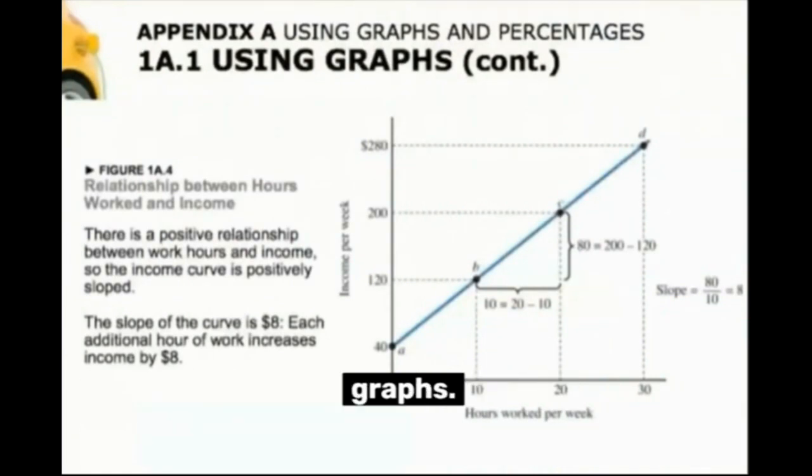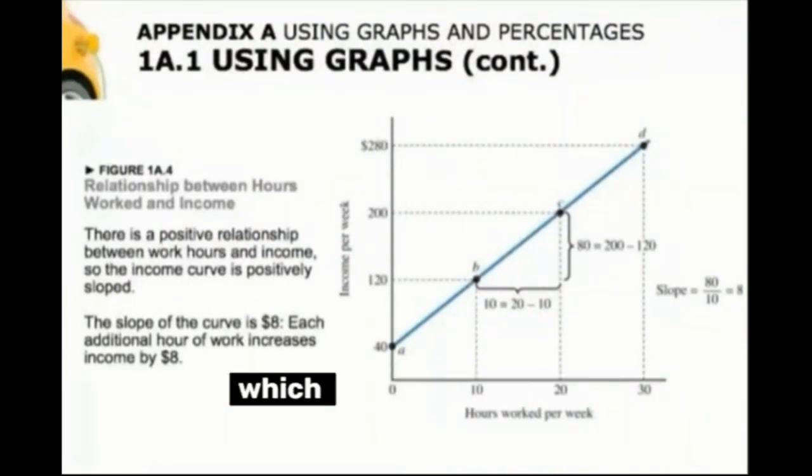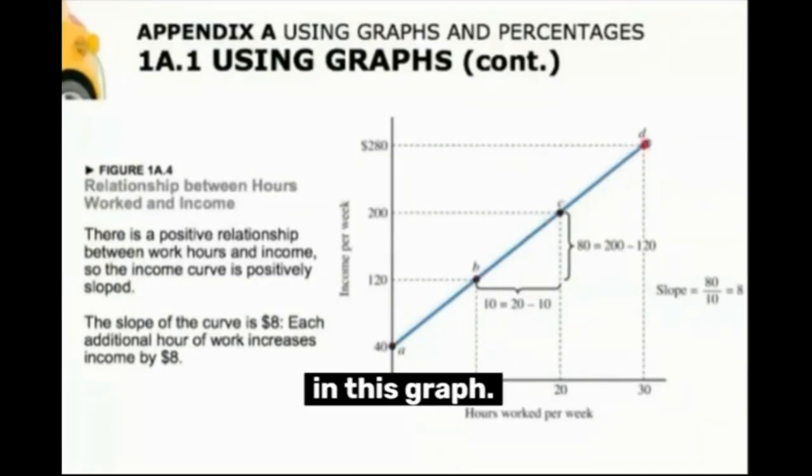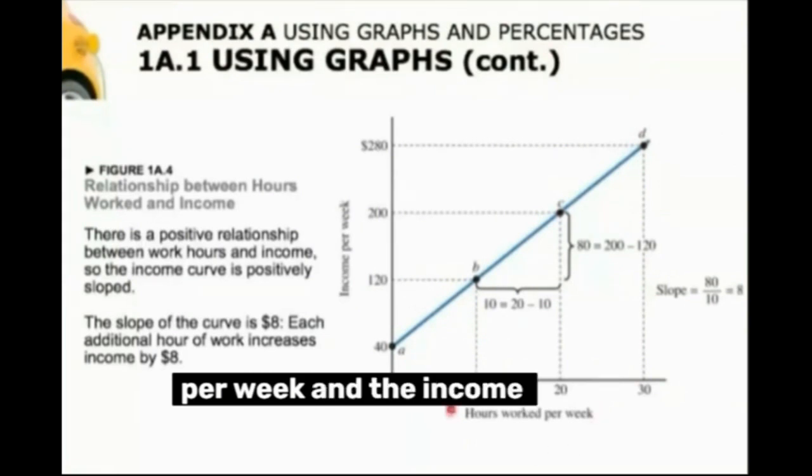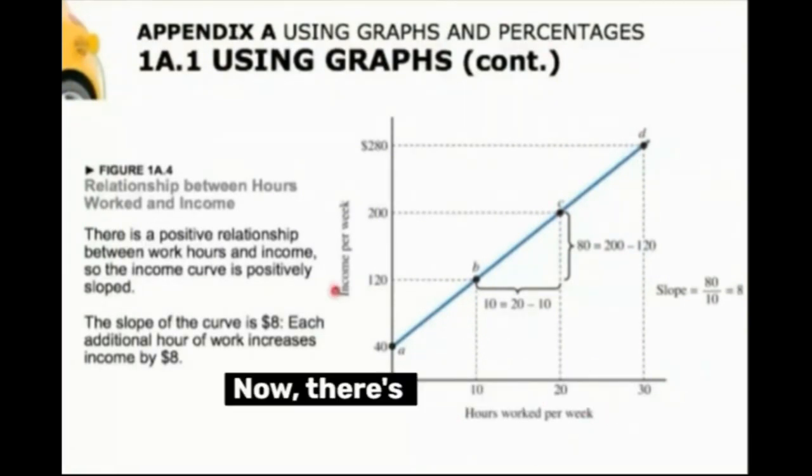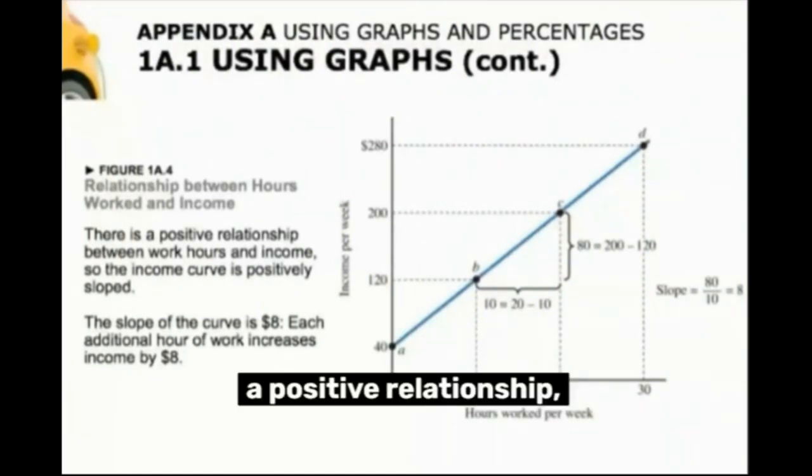So we're going to look at lots of what are called linear graphs. A linear graph is any line which has a constant slope or is a straight line. In this graph, we're looking at the relationship between the hours worked per week and the income earned per week. Now there's a number of things that you should notice about this type of graph. First of all, this is a positive relationship, meaning an increase in the hours worked increases your income. You know that because this graph points upward.